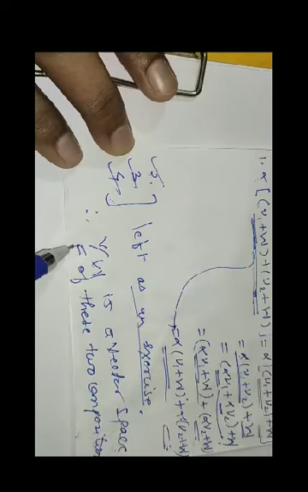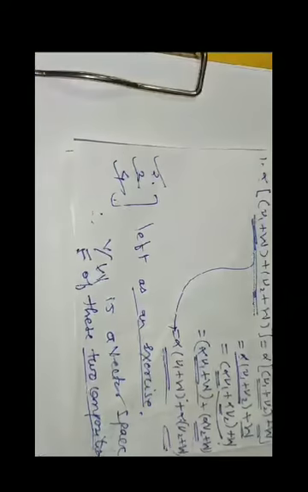Pause the video, dear student, think for a few minutes and try to understand this. And from this, I suggest that you try to prove property second, property third, and property fourth. I left this as an exercise, and therefore V by W is a vector space over the field F with these two compositions.